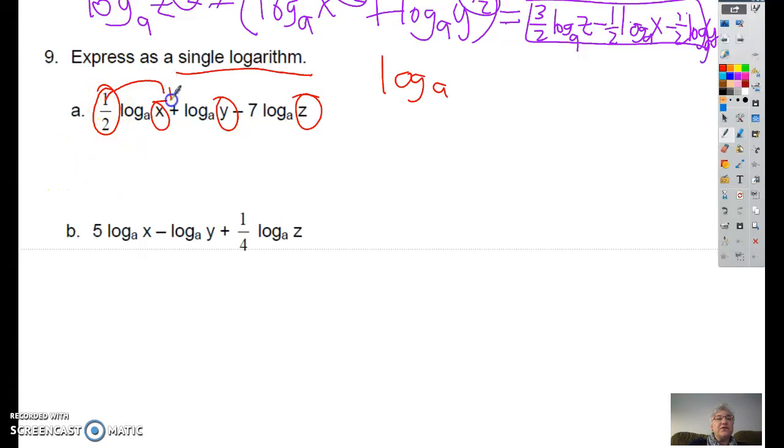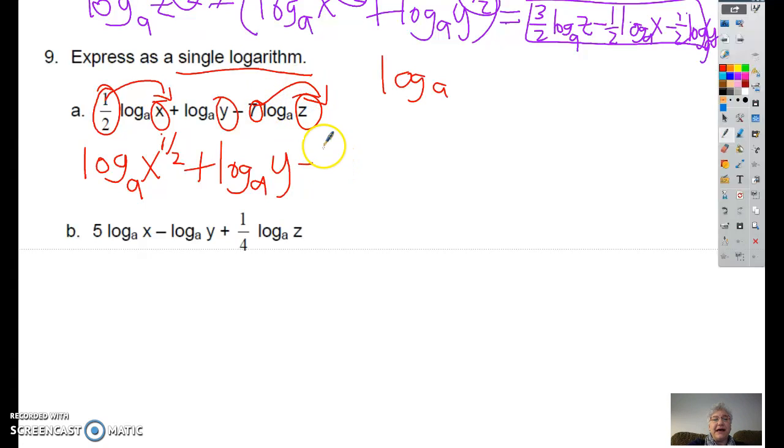So this becomes, since it's a coefficient, it becomes an exponent, the power that x is raised to, log base a of x to the 1/2, plus there's no coefficient here, so log base a of y, minus, here's a coefficient, so z gets raised to that power, log base a of z to the 7th. Okay, so log a is the only time you see the word log.